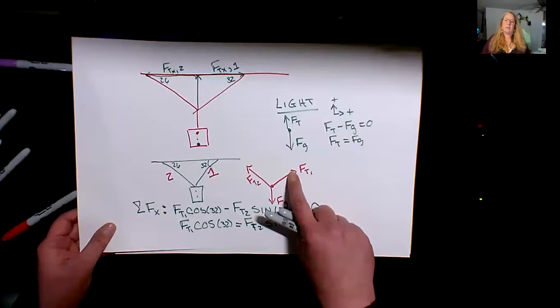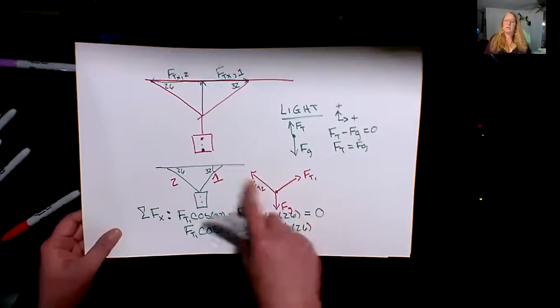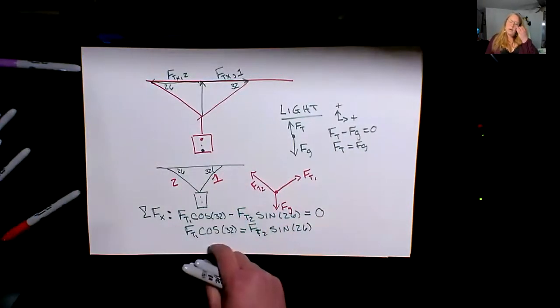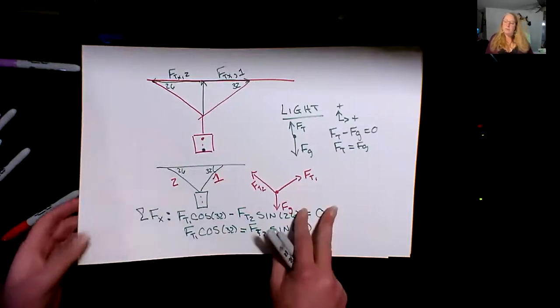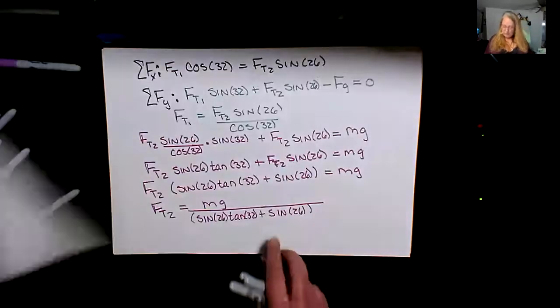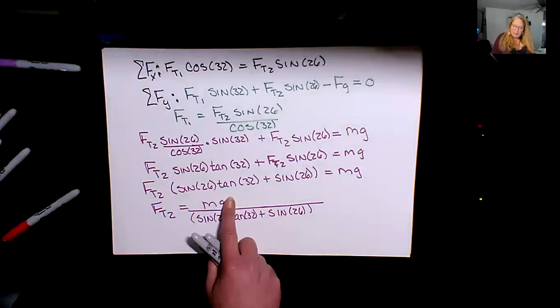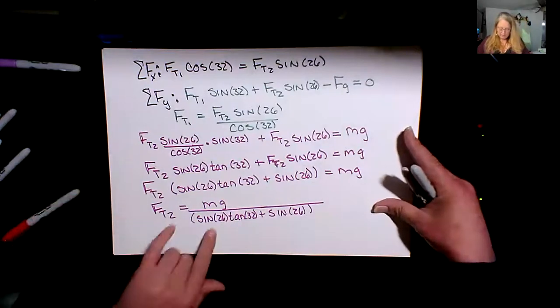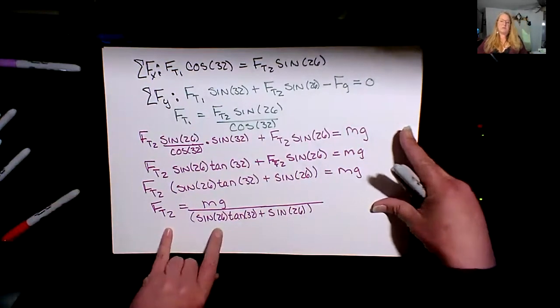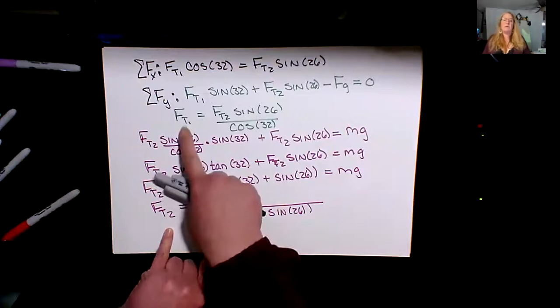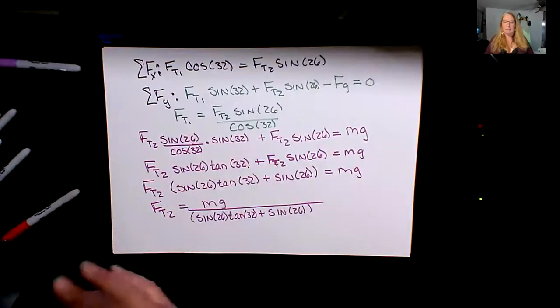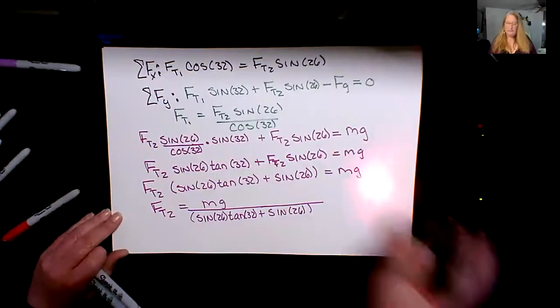So with two unknowns and things at an angle and not sure how to solve for them, just by using our summation of forces, a little algebra, we were able to simplify it down to solve for the force of tension 2. Use that to solve for your force of tension 1, and you're done.